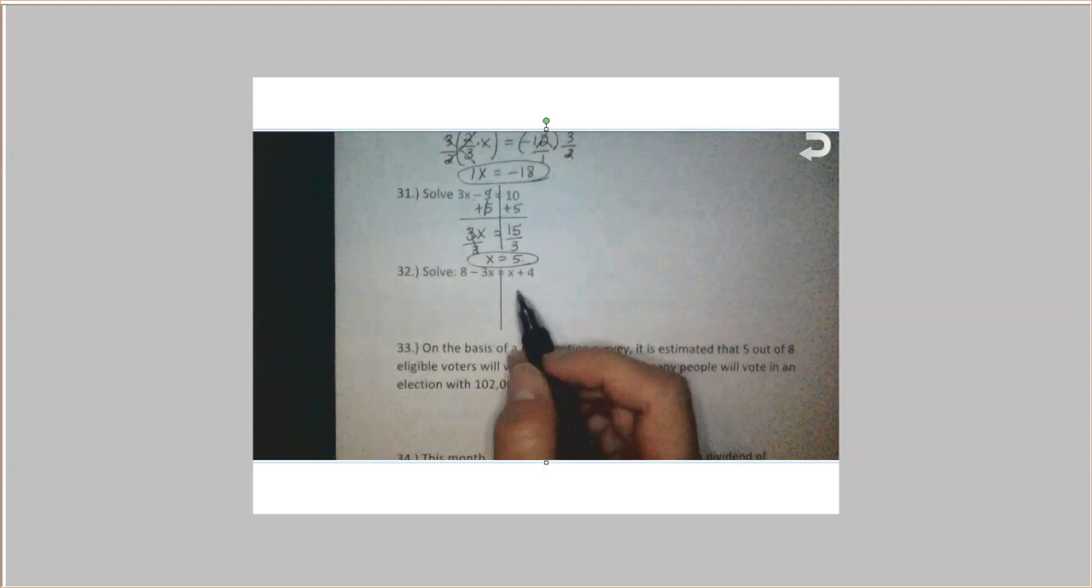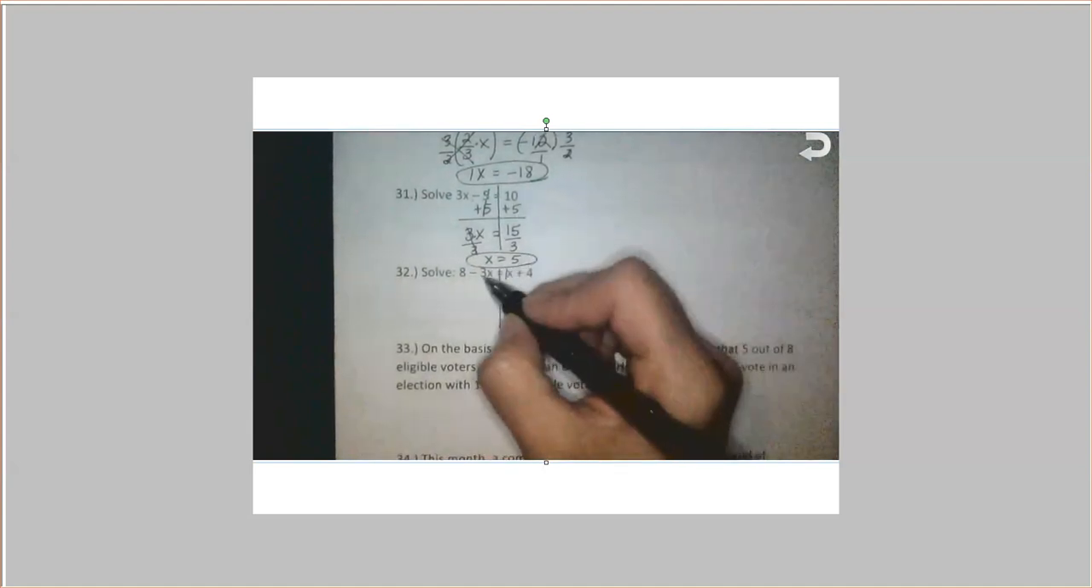On number 32, we have a variable on both sides of our equation. I want to start off by getting those variables on a side together. And I encourage you to move the one with the smaller coefficient. Okay, we've got -3x and +1x. Negatives are always smaller than positives. So I'm going to move the 3x to the other side of the equation by canceling that out. If I add 3x, that makes 0. And that leaves 8 equals 4x plus 4.